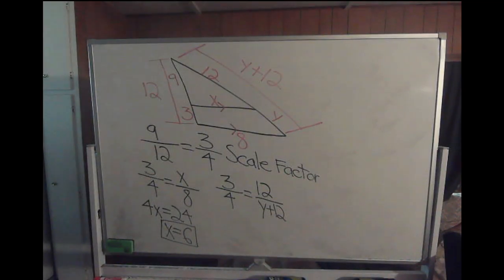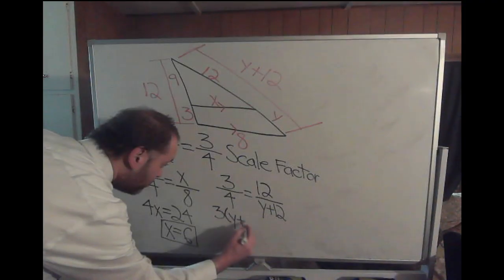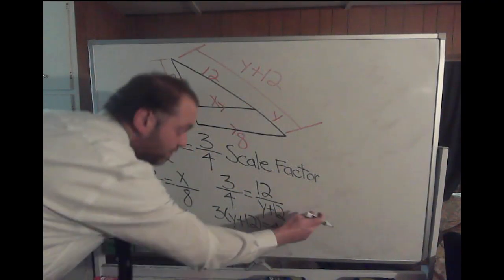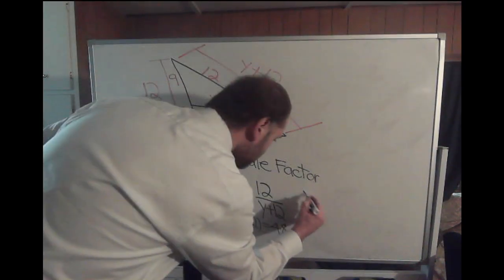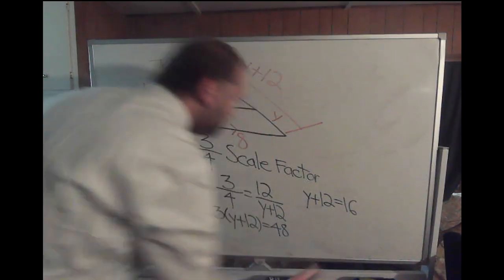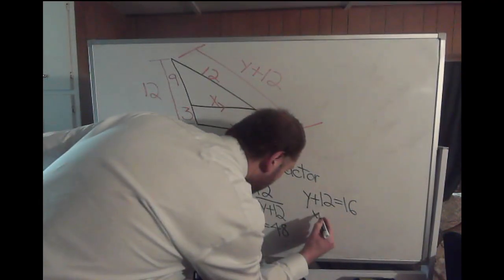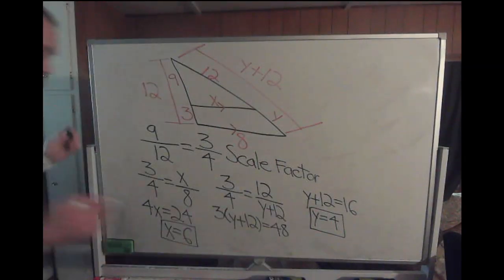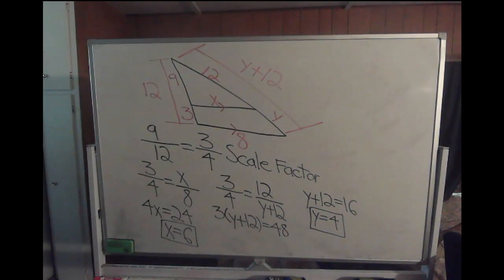Well, let's do the cross product. You'll end up having 3 times y plus 12 is equal to 48. I'm going to move over here. 3 times y plus 12 equals 48, which would just give you y plus 12 equals 16, which would then give you that y equals 4. So the values you should come up with are that x equals 6 and then y is equal to 4.